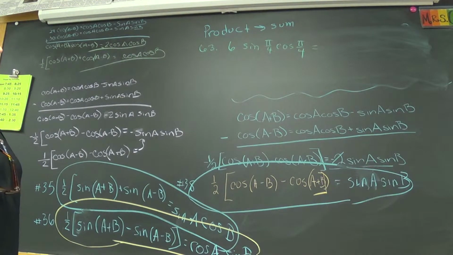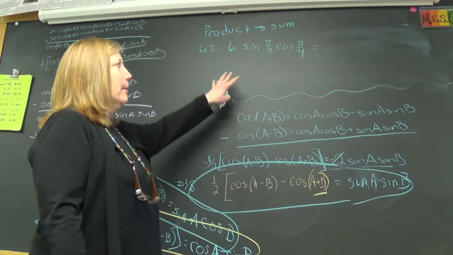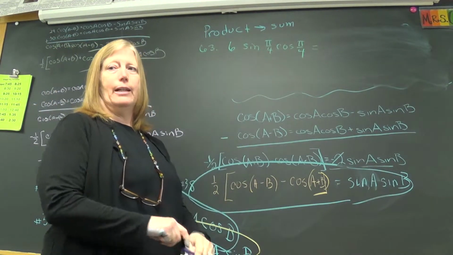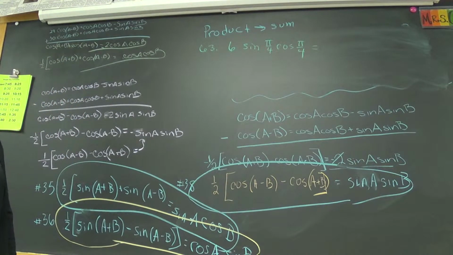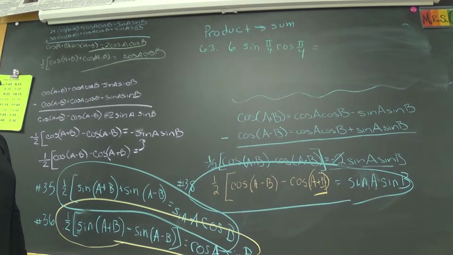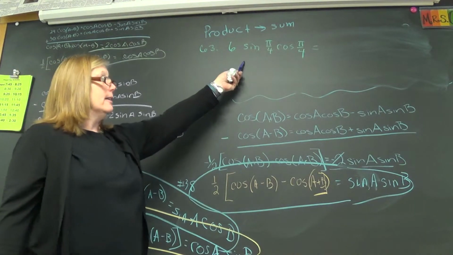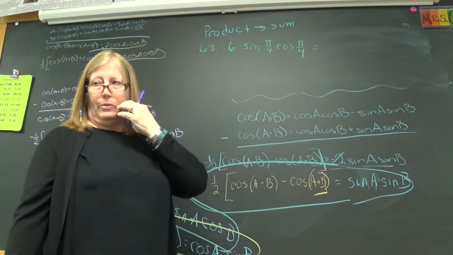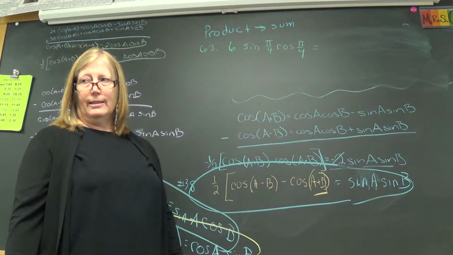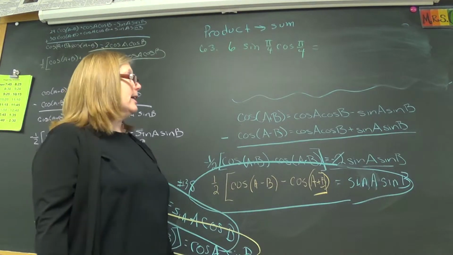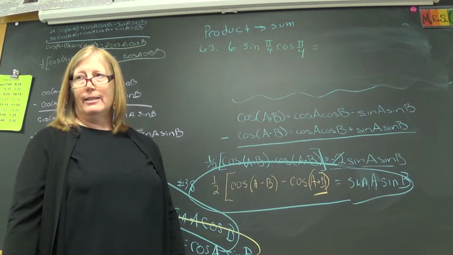All right, 6 sine pi over 4 cosine pi over 4. Can you follow a formula? Which formula, number what, is it going to follow? Number 63. What do you think, Molly? Number what that we just did? It has a sine and a cosine in it. So which one had a sine and cosine? It's going to have to be one of the first two. Okay, so which one was sine A, cosine B? It'll be the first one.